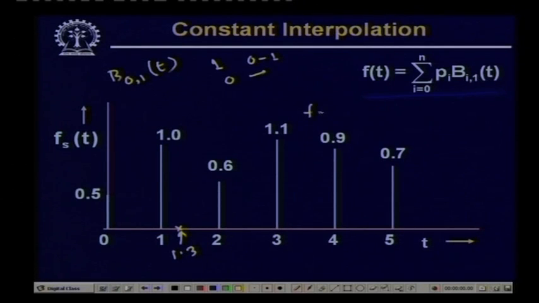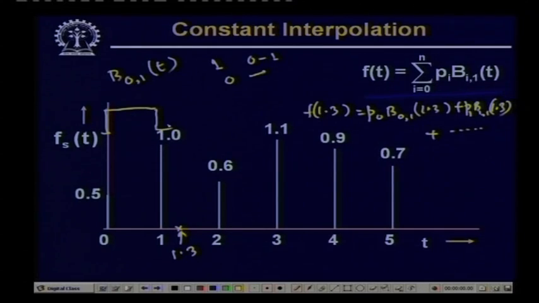To do this, my interpolation formula says that f 1.3 should be equal to p 0 into b 0 1 1.3 plus p 1 b 1 1 1.3 and so on. Now, if I plot this b 0 1 1.3 and superimpose it on this sample data diagram, you find that b 0 1 t is equal to 1 in the range 0 to 1 excluding 1. Similarly, p 1 b 1 1 1.3 will be equal to 1 in the range 1 to 2 excluding 2, and it will be 0 beyond this.